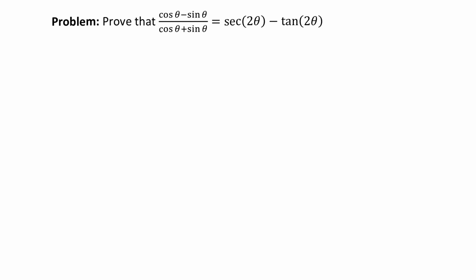All right, here's another one. We have cos theta minus sine theta over cos theta plus sine theta equals secant 2 theta minus tan 2 theta. This one's pretty tricky. I definitely would encourage you to try a couple things. And just as a bit of a hint, on the left-hand side, we might have to use the conjugate. So pause the video and give it a try.